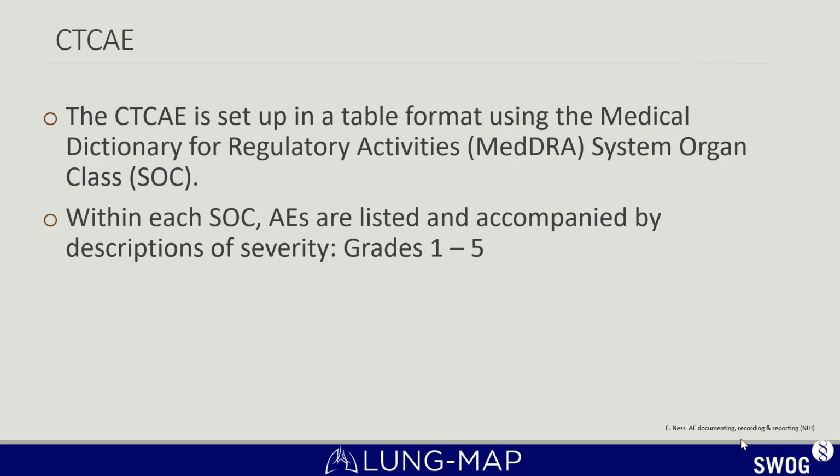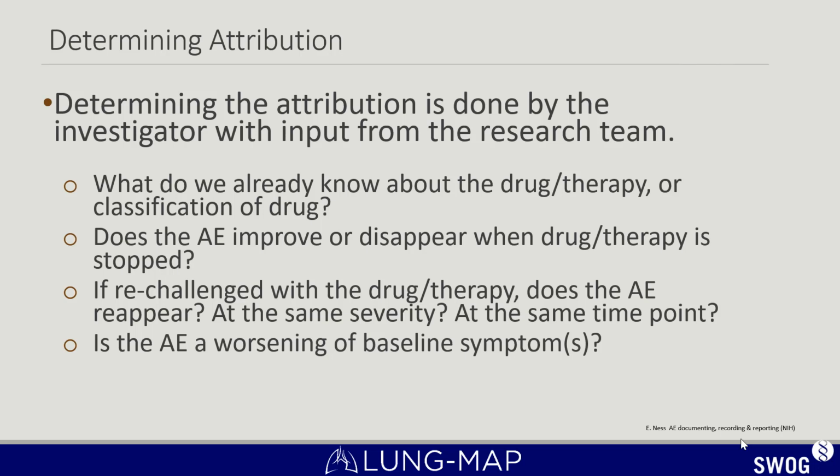So then the CTC-AE is set up in a table format using the Medical Dictionary for Regulatory Activity System organ class. And so with each SOC, the AEs are listed and accompanied by descriptions of severity grades 1 through 5. So you know that you have to report everything by grades, and we expect everything grades 1 through 5 to be reported. So then you have to determine an attribution, and that's why we recommend AE logs, because we want to see that there's an attribution that's related to that AE, and we expect the investigator to do that with input from the research team.